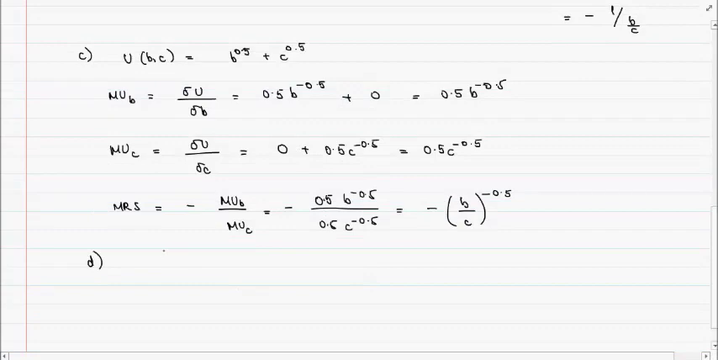Okay, so in part D, we are given a utility function: b^0.5 plus c^0.5, and everything squared.